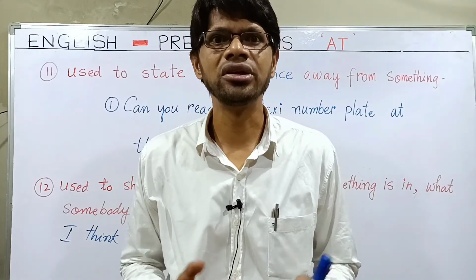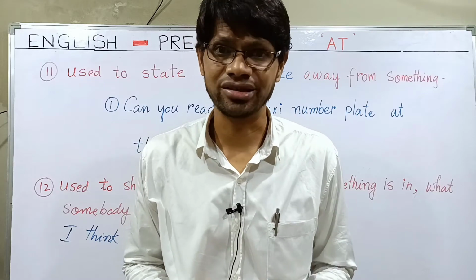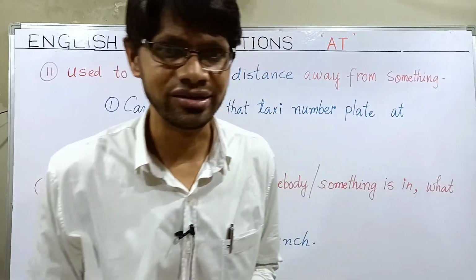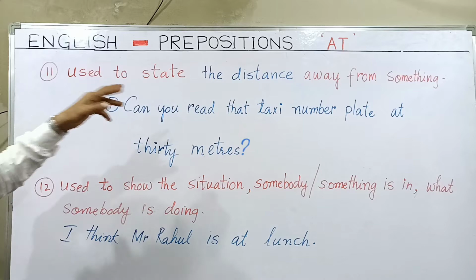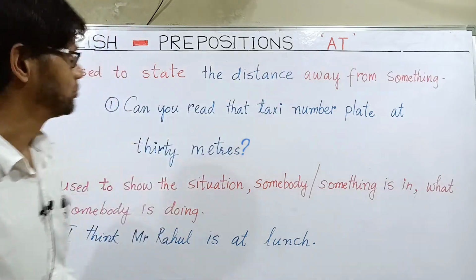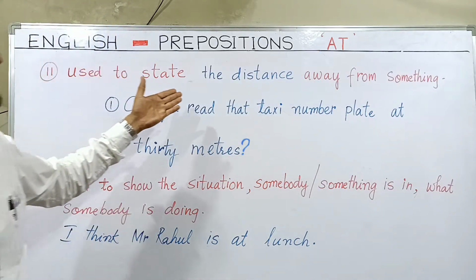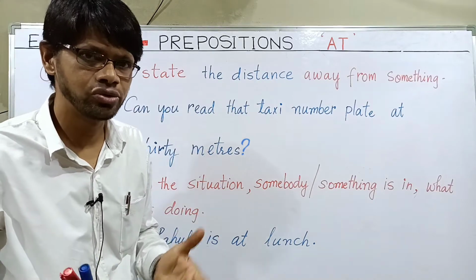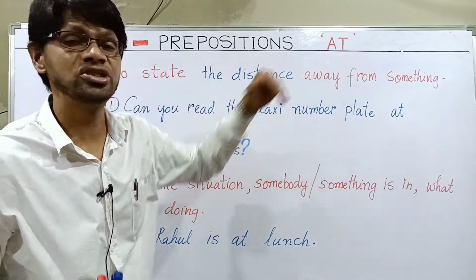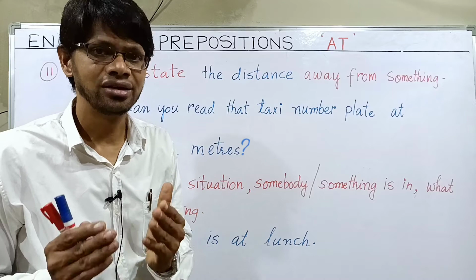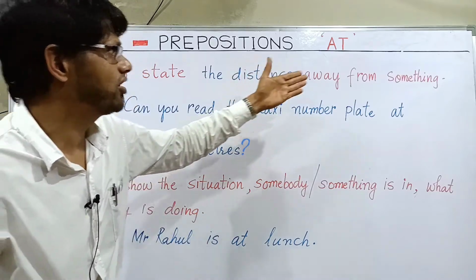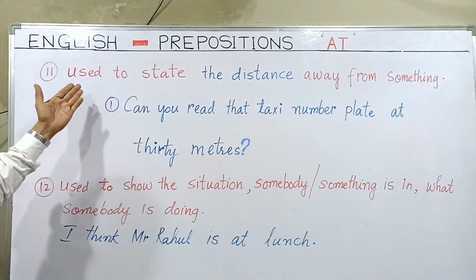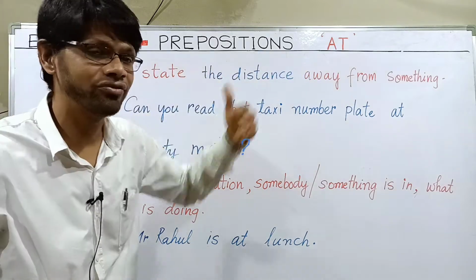In today's session we are going to learn preposition at, part 3. Let us learn use number 11 of preposition at. What is that? It is used to state the distance. We use preposition at to state the distance away from something.